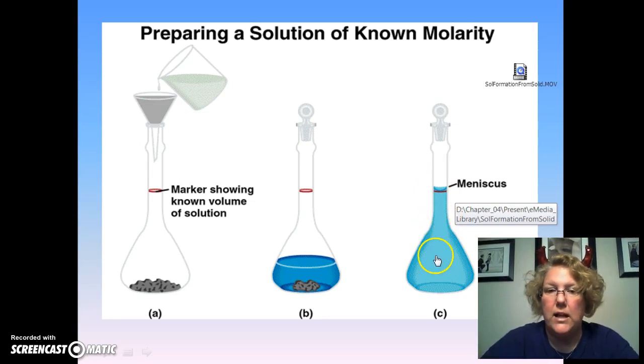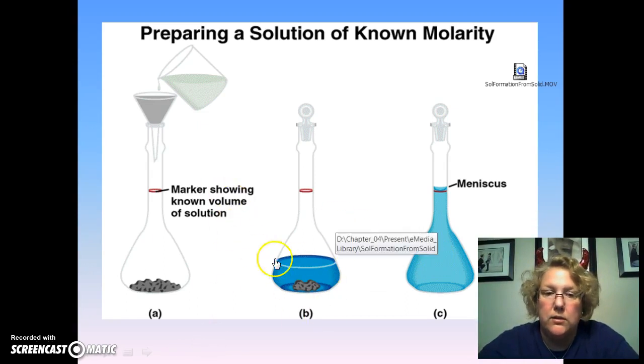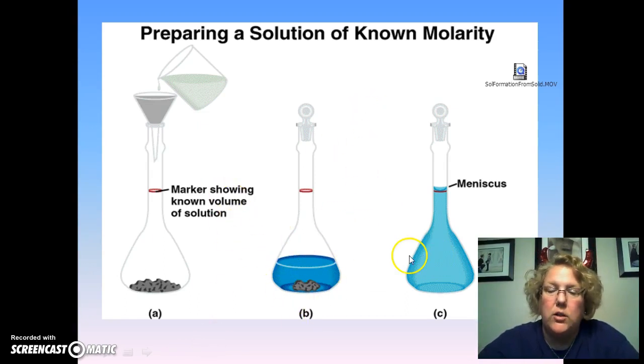And then lastly, if the solution gets warm at all while the material is dissolving, which is quite possible, you'll want to check it again after it's cooled, because the solution will contract as it cools, and then while it was at the meniscus, half hour ago, it may not be any longer.